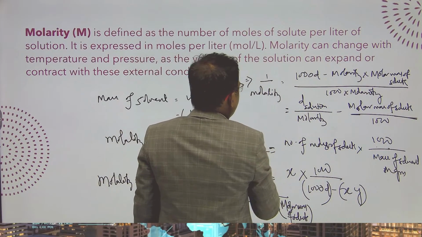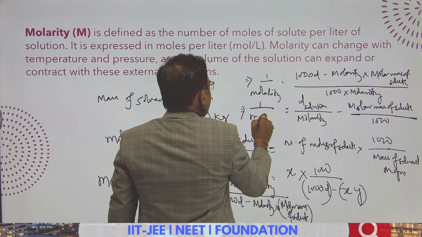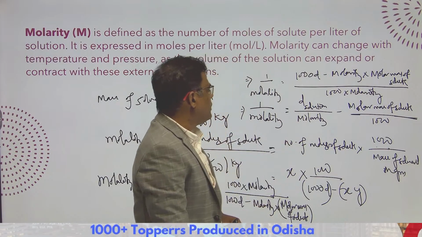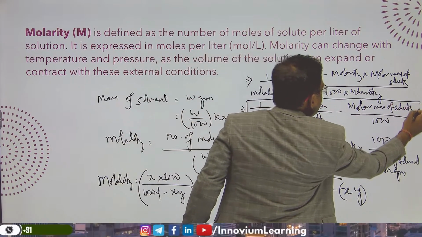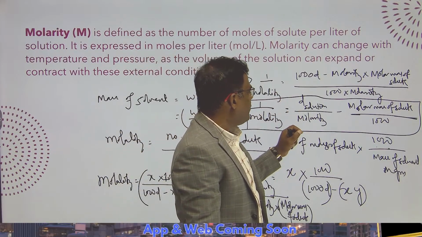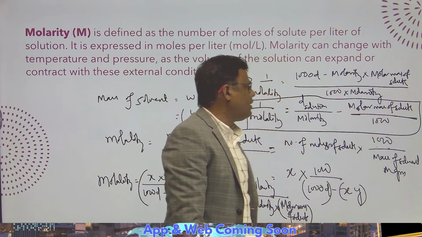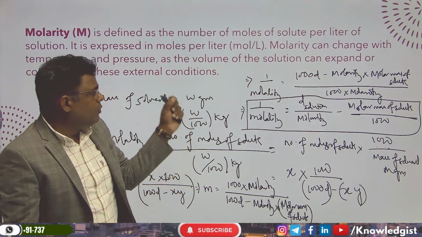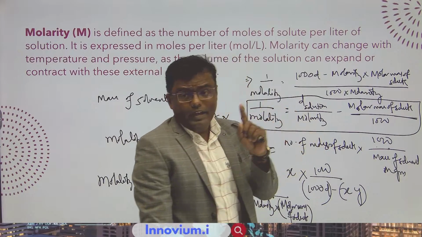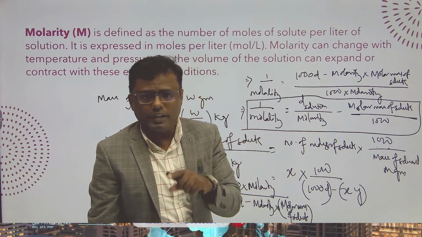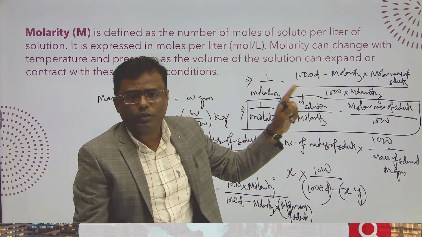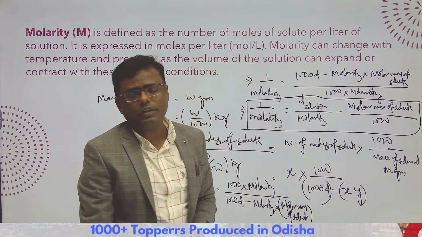So finally we got the expression, that is 1 by molality is coming density of solution by molarity. So this is the relationship. 1 by molality is equal to density of solution by molarity minus molar mass of solute by 1000. So you see, using that density data given in the question in gram per ml, and molar mass of solute in gram, directly we can calculate the molality of the solution.